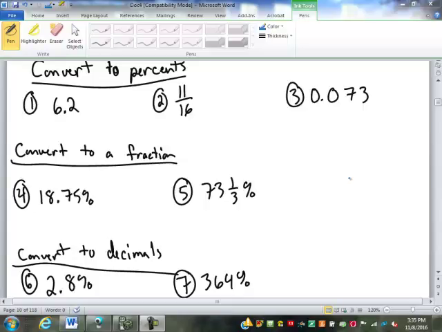Okay, so let's see how you're doing on these so far. On top, convert to percents. These are decimals or fractions that we're converting to percents. To convert 6.2, a decimal, to a percent, what do we have to do?